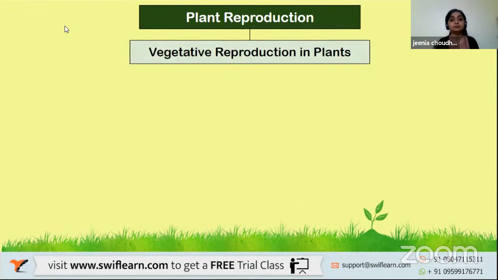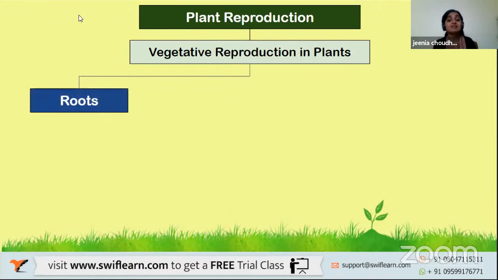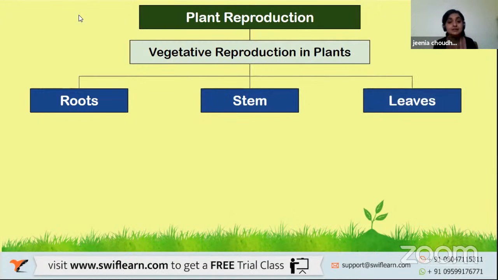Moving further, vegetative reproduction in plants. Let's first revise vegetative reproduction. In vegetative reproduction, what parts of the plant are involved? The roots are involved, the stem is involved, and the leaves are involved in the vegetative reproduction process.